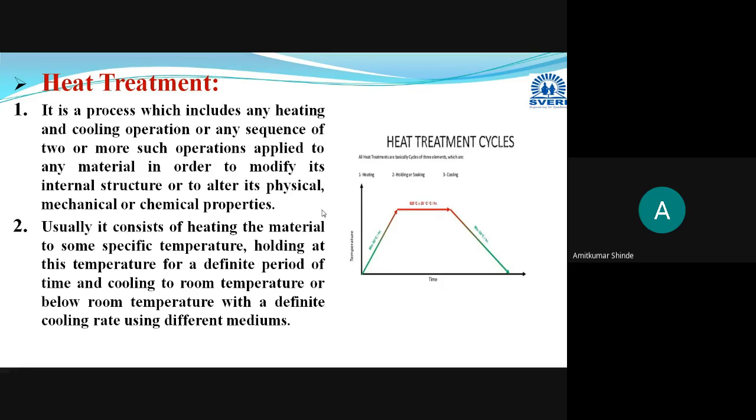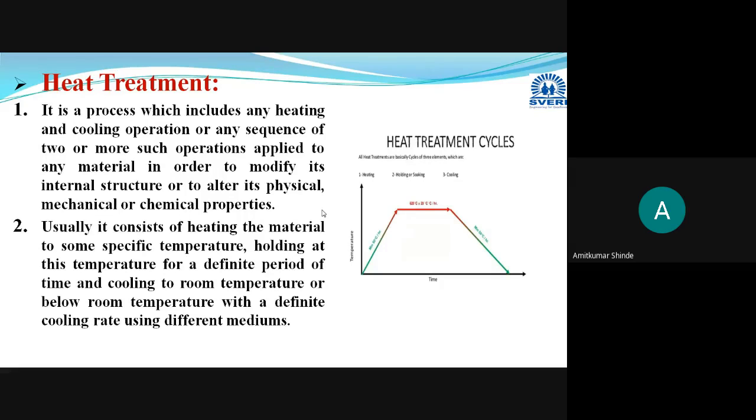There may be variation depending on your need. But basically there will be one heating cycle and one cooling cycle, or you can take two or more heating cycles or two or more cooling cycles also. And what is your ultimate aim here? Your ultimate aim is to change the properties of the material. Now here you will be able to change its physical properties.